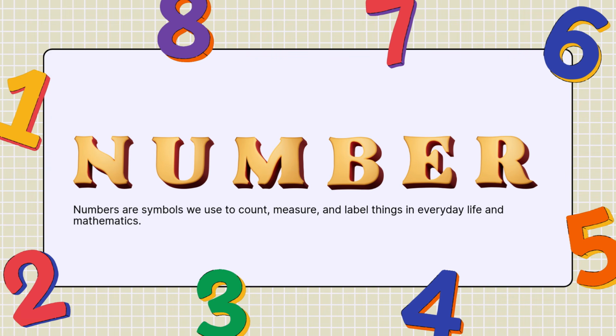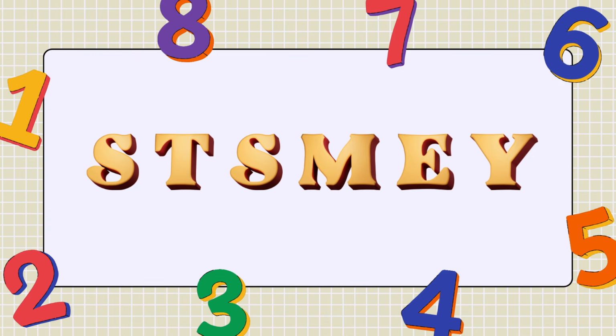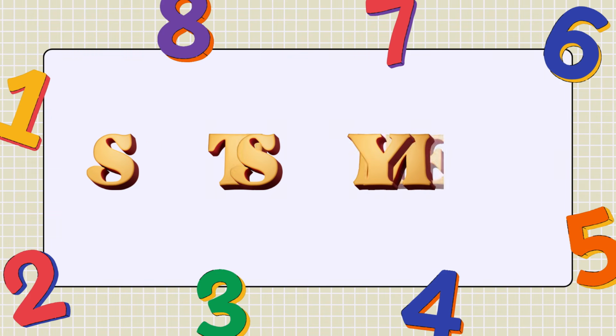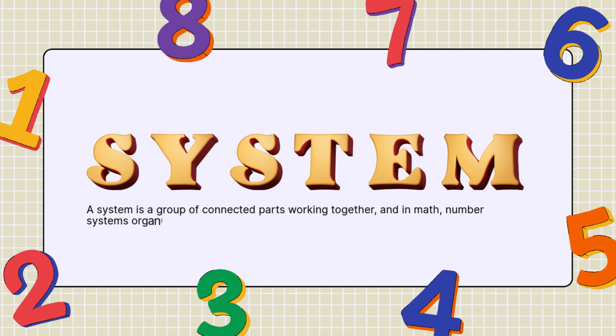Now let's try S-T-S-M-E-Y. Rearranged? Very good. It becomes system. Do you know what a system means? Yes. A system is a group of connected parts working together. And in math, number systems organize how we represent and work with numbers.